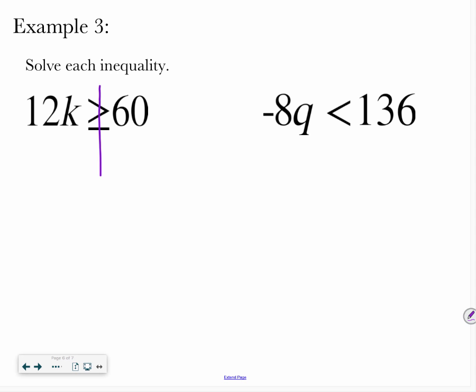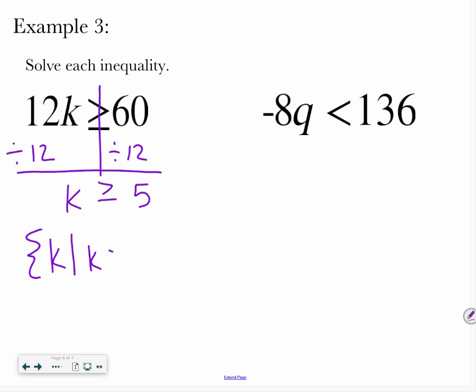So we have 12k is greater than or equal to 60. So in order to get k by itself, I have a 12 times k. I need to divide both sides by 12. I'm left with k. Then 60 divided by 12 is 5. I divided both sides by a positive 12, so my inequality symbol stays the same. If I were to practice my set builder notation, my answer would look like this. Okay.